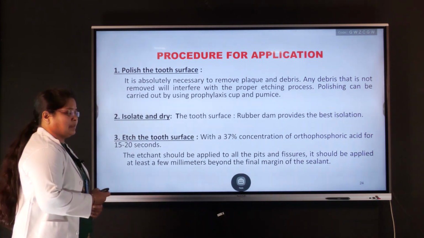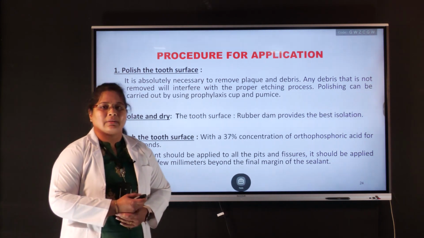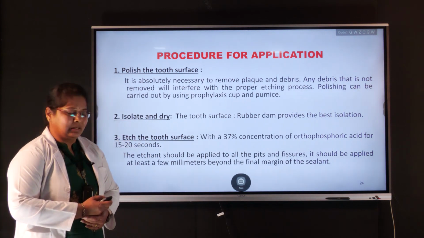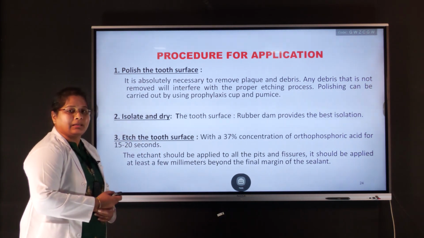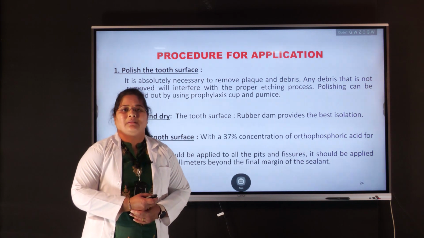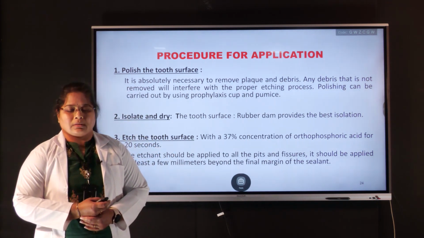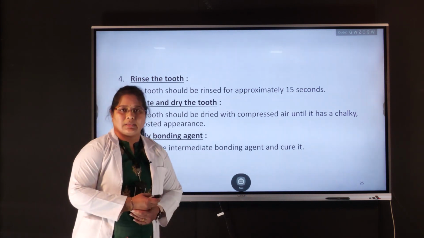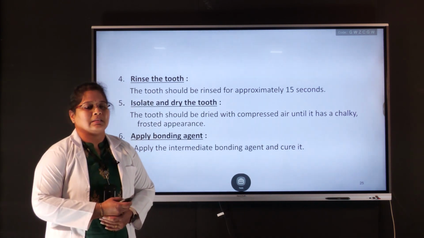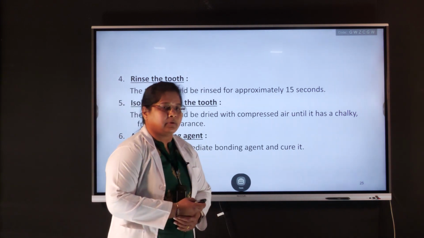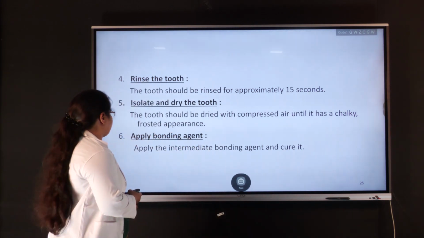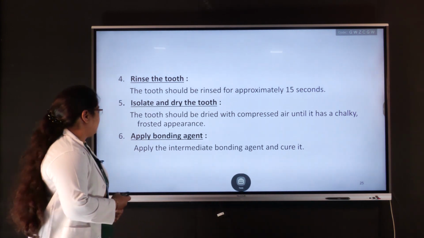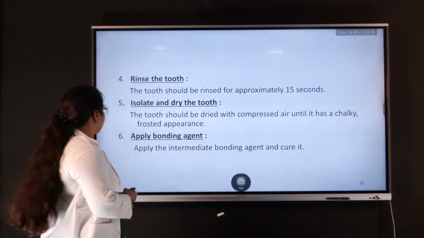Etching. Third step is etching. Etching is done with 37% of orthophosphoric acid for 15 to 20 seconds. Etching should be done a few millimeters above the pit and fissures. After etching, next step is the rinsing. Rinsing is done with airway syringe for 15 seconds. Next step is the isolation of the tooth. Drying and the isolation.